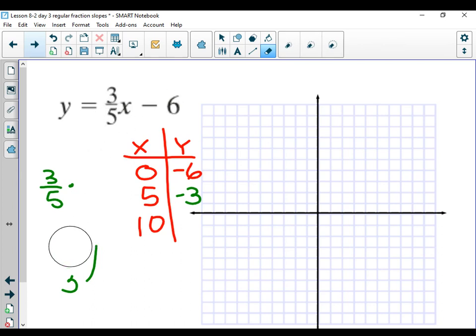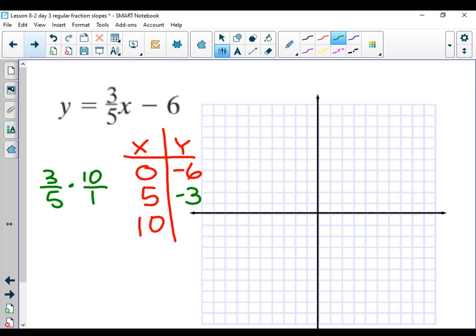One more time with 10. 3/5 times 10 over 1. Top is 30. Bottom is 5. 30 divided by 5 is 6. Simplify to 6. Minus 6. Are we following it? We're following the math, okay? Sorry.